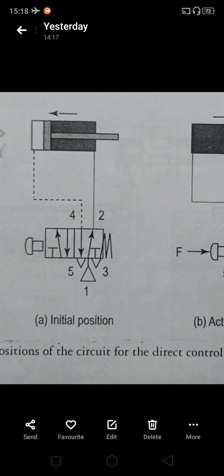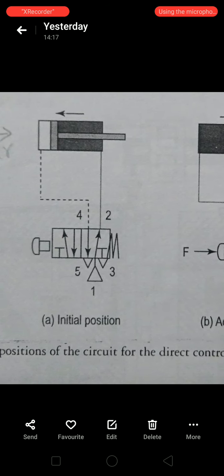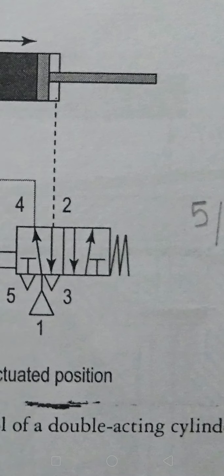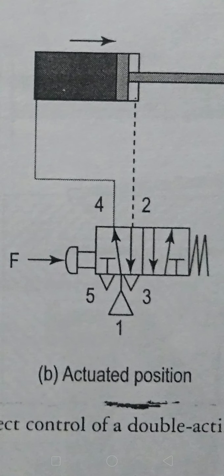So 1 is a pressure port. How is 1 getting air? When you are giving the power on, the compressor will give this air. We haven't shown the power source here in any circuit, we are not showing it, right? So the main component is here only.